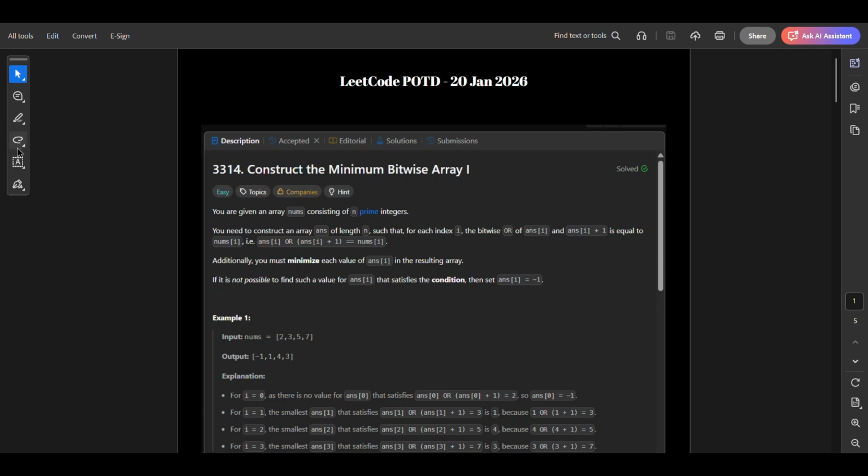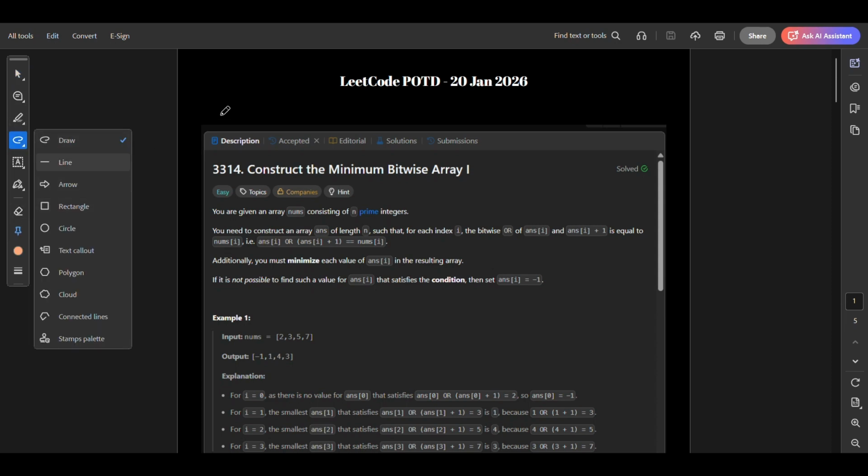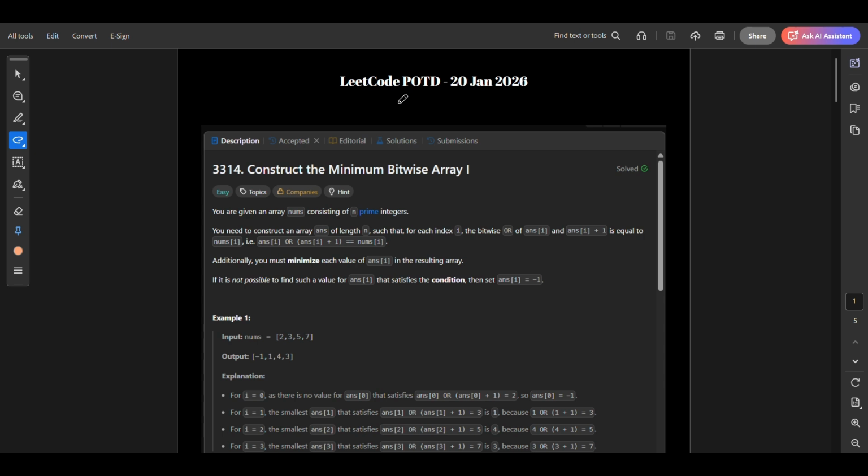Sir again, and so right now we are talking about this LeetCode POTD, that is Problem of the Day for 20th of January. And here this question statement says: construct the minimum bitwise array 1. Okay, so we are given an array.